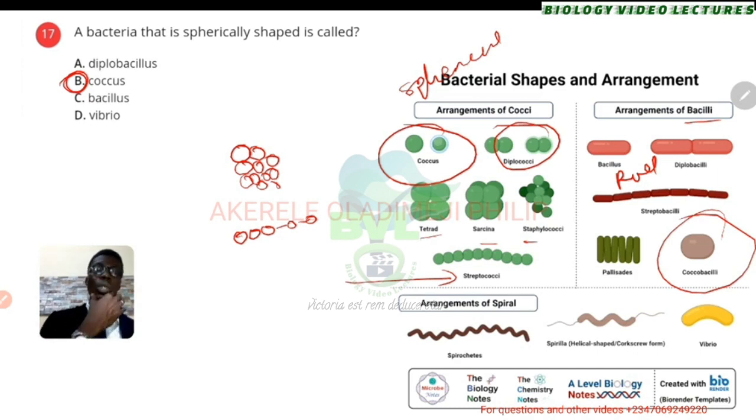it's not fully cylindrical. The last one is they are in spiral. So we call that, you can see the example is spirochetes. Then we have the one that is like a comma that causes cholera, that's Vibrio cholerae. All of this classification is based on their shapes, please, on their shapes.